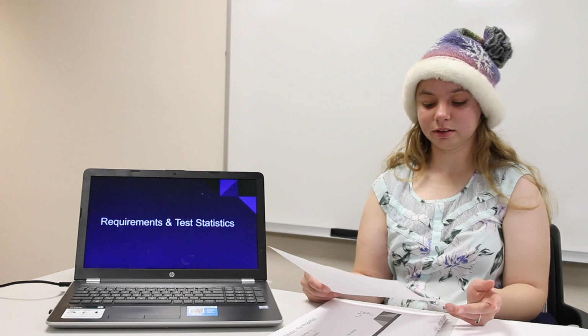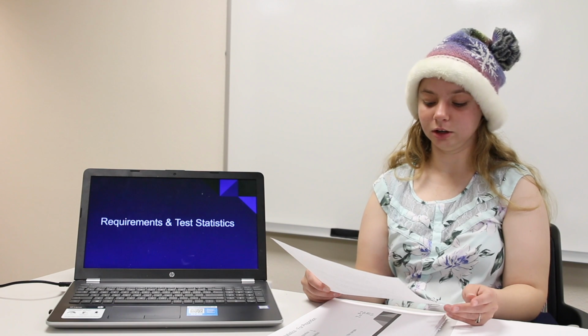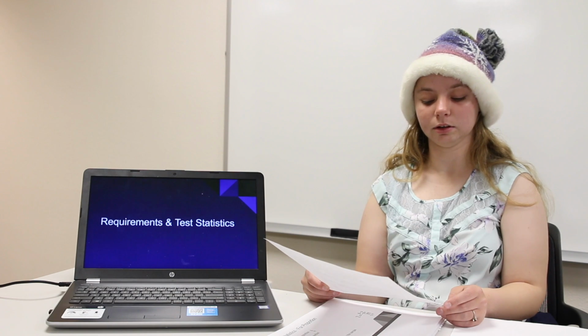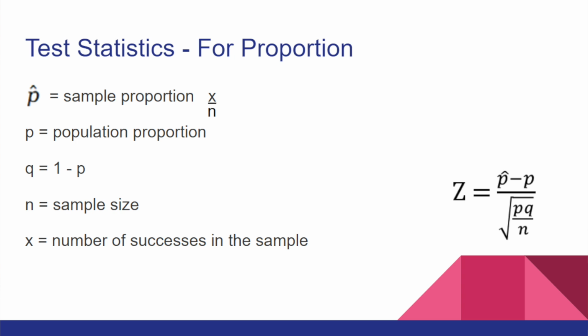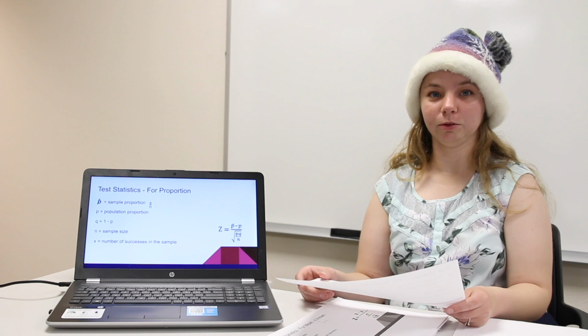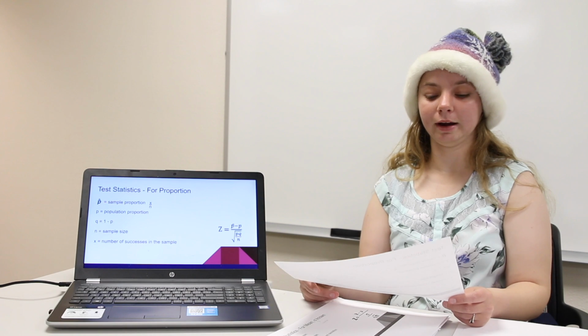In order to properly test a hypothesis, you have to use a formula that relates to the situation in your problem, and certain conditions must be present in order to use a particular formula. A test statistic for a proportion must have a p hat, which is equal to the sample proportion, and is found by doing x divided by n, x being the number of successes in the sample and n being the sample size. P equals the population proportion, Q is 1 minus P, and the formula would be z equals p hat minus p divided by the square root of p times q divided by n.